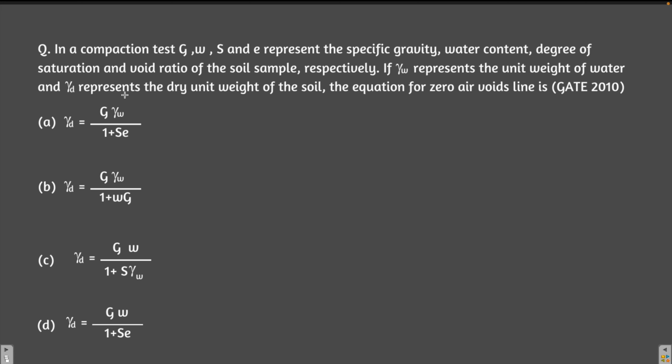Next question is, in the compaction test, G, w, S and e represent the specific gravity, water content, degree of saturation and the void ratio of the soil sample respectively. If gamma w represents the unit weight of water and gamma d represents the dry unit weight of the soil, the equation of the zero air void line is. So this is a repeated question. It was again asked in 2010. You have to report what is the equation for the zero air void line. Definitely I have told you the equation for the zero air void line is G gamma w by 1 plus wG. Option number B. G gamma w by 1 plus wG.